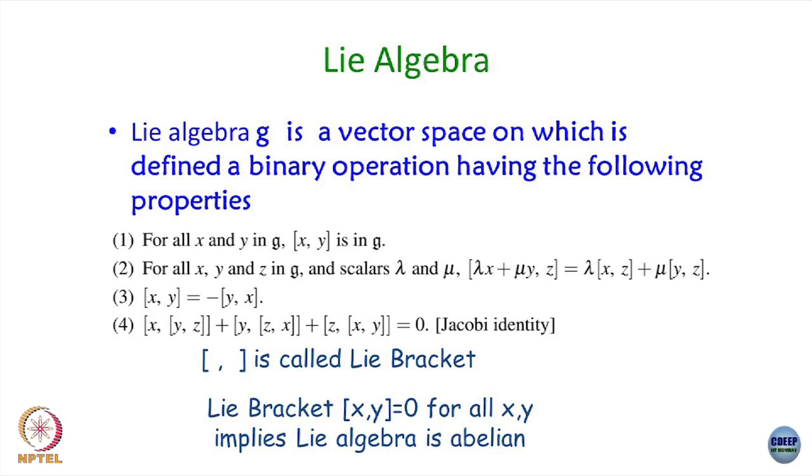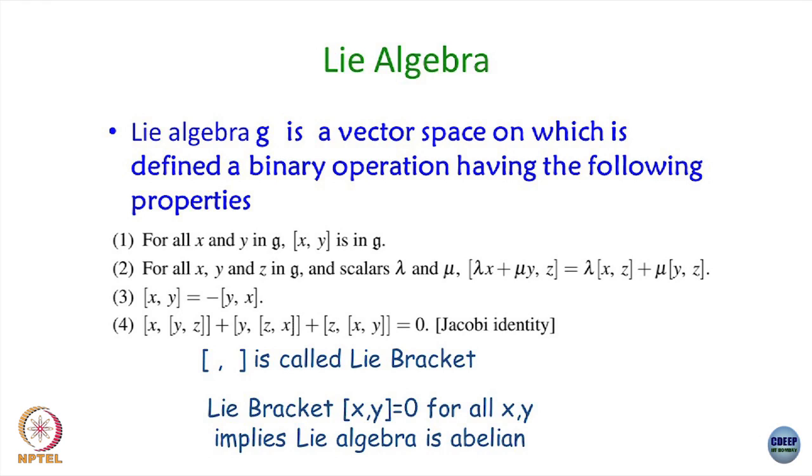And then linearity: for any scalars lambda and mu, which could be complex or real, depending on that you will call this a real Lie algebra or a complex Lie algebra. The Lie bracket will also satisfy this linearity property. And of course, the Lie bracket by definition, if you interchange the two elements, is the negative of itself. The Jacobi identity is a cyclic property which is naturally obeyed. If you expand it out explicitly, you will see that every term cancels with another term, so that the right hand side becomes 0. You are all familiar with this from Poisson brackets in classical mechanics, and the Lie algebra also has this Jacobi identity property.